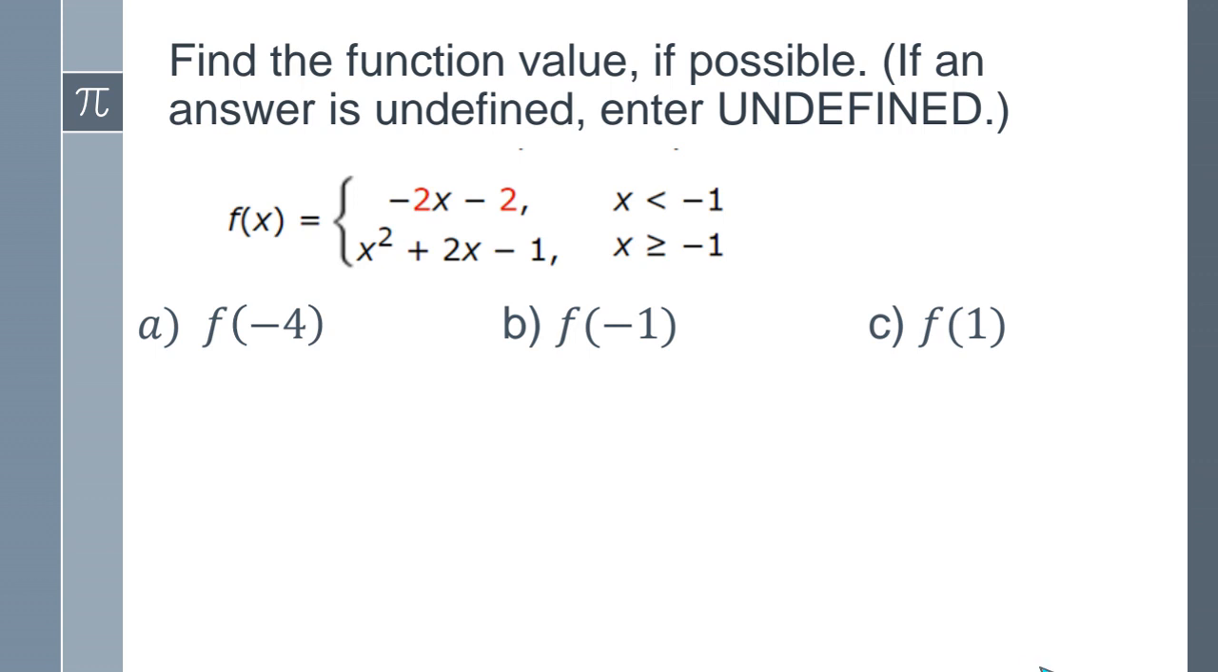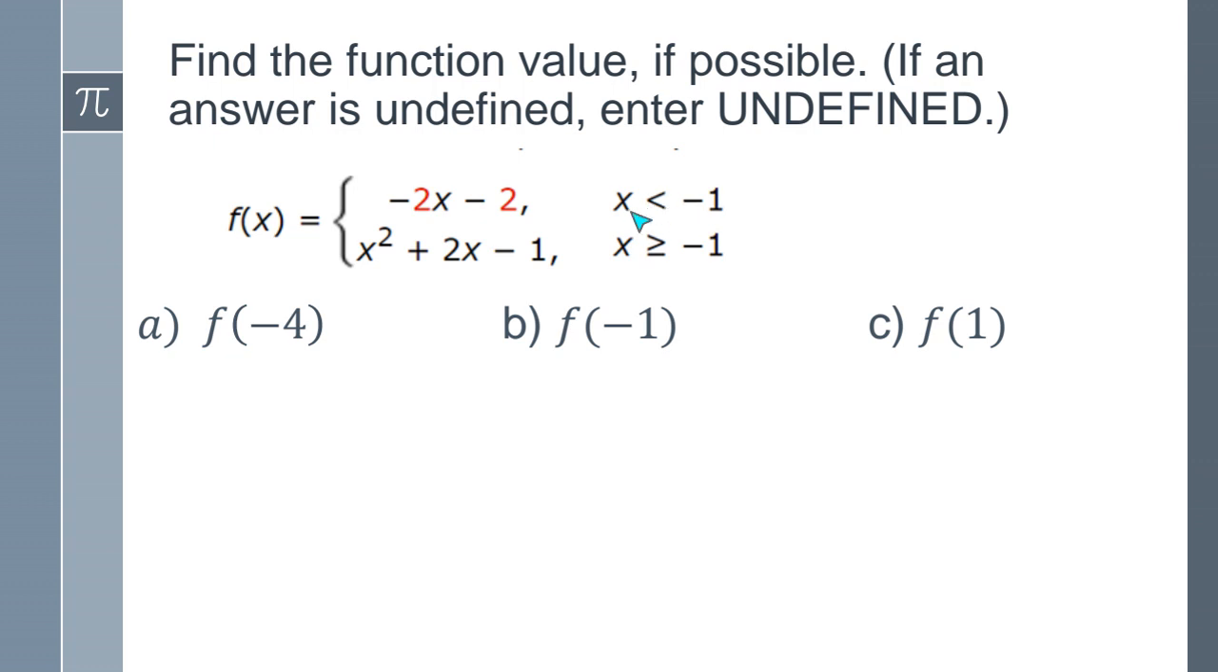The next function is what we call a piecewise function. We call it a piecewise function because, as you can see, it has two different equations. And if you graph it, it's going to have two pieces on the graph. We have to decide which one we should use based on the conditions they give us.